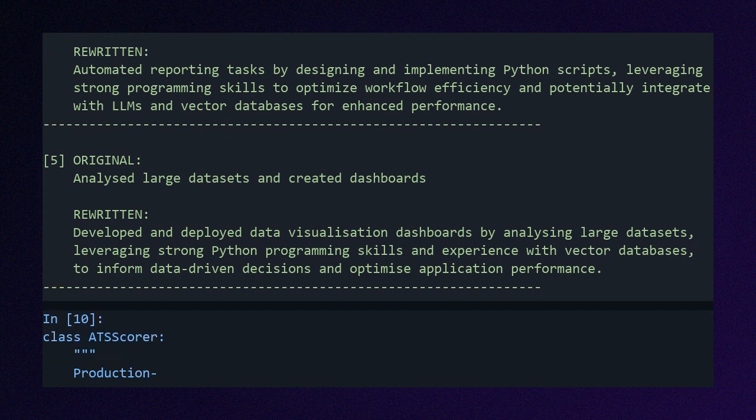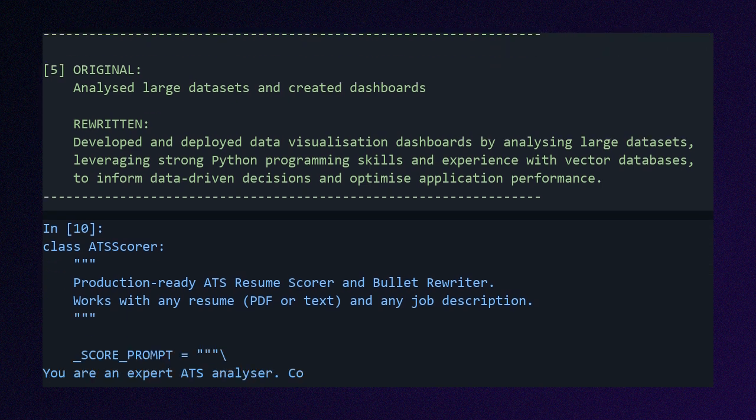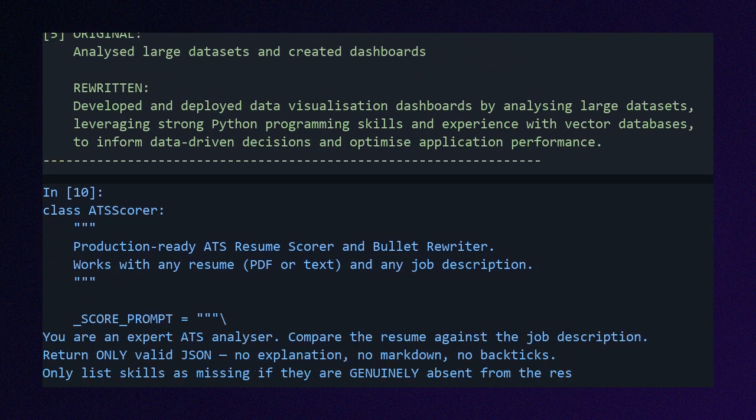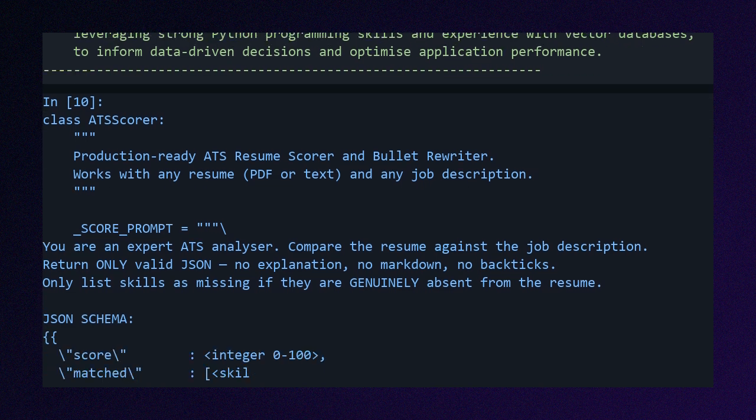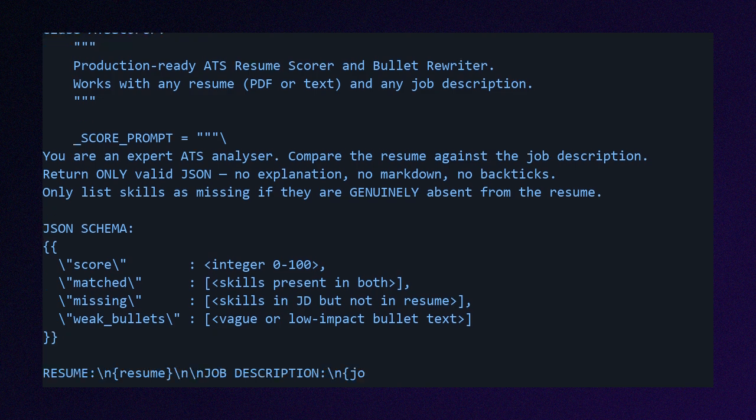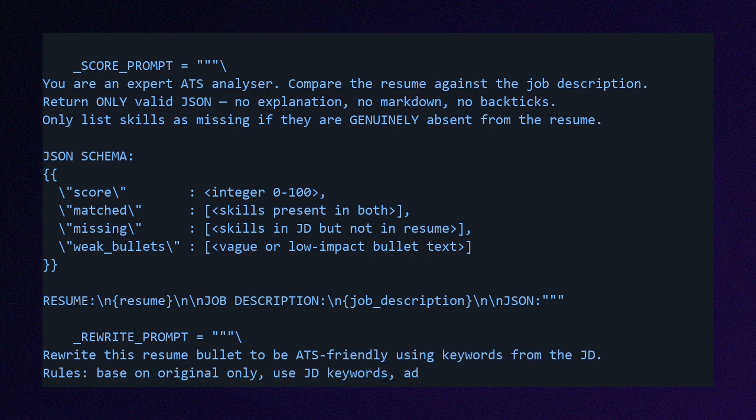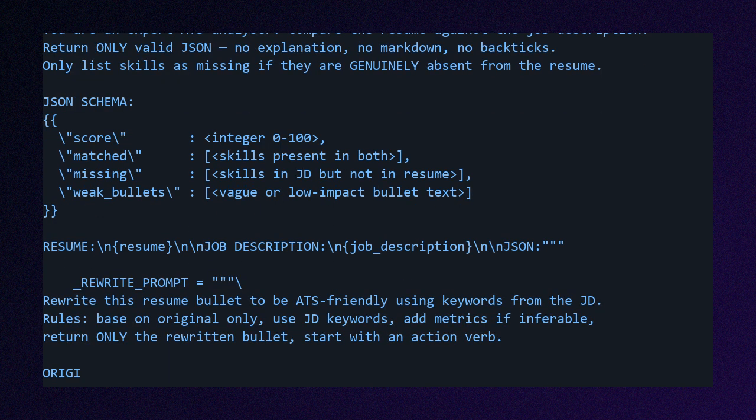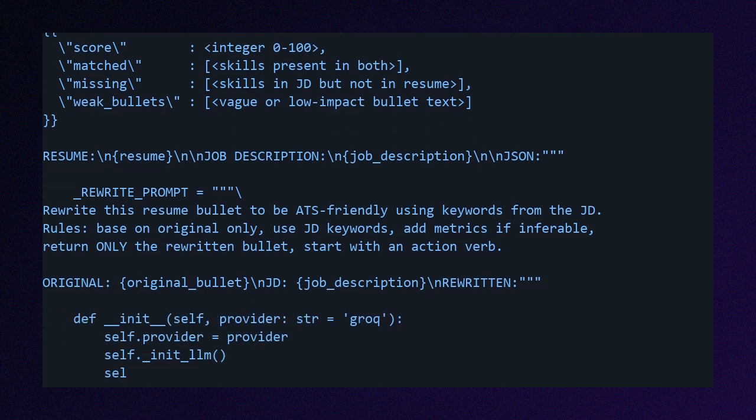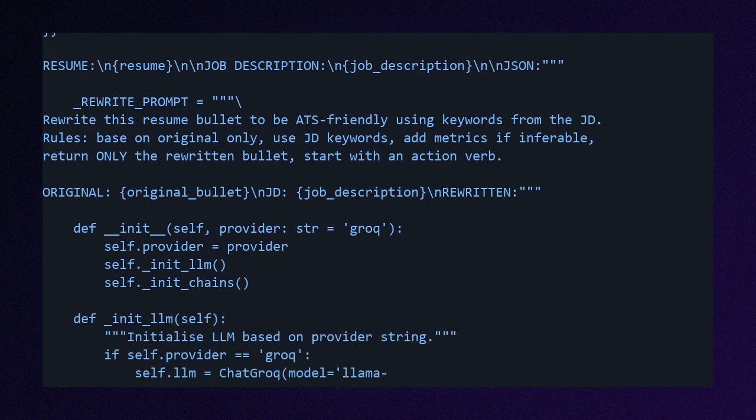The full ATSScorer class. Notice the grade method, a small bonus. It converts the numeric score to a letter grade. A for 80 and above, B for 60 to 79, C for 40 to 59, D below 40. That makes the score more human-readable in a UI. 80 out of 100 is abstract. Grade A means the resume is strong enough to get past the ATS. Grade D means it needs significant work before applying.